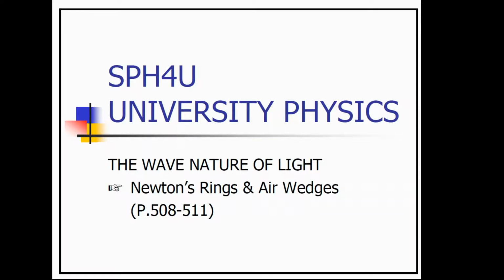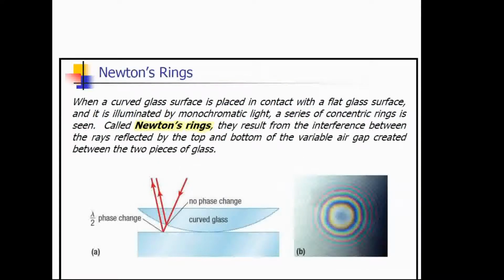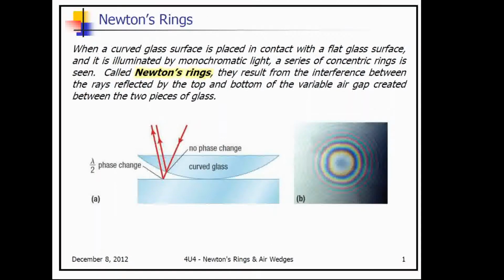So this lecture in the wave nature of light is on Newton's rings and air wedges, and this is from section 10.1 of your textbook, specifically at the subheading Newton's rings and air wedges. That shows up on page 508. So we'll get into this, and the first phenomenon we'll talk about is Newton's rings.